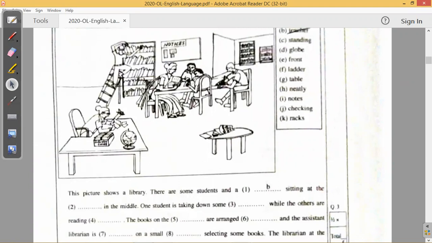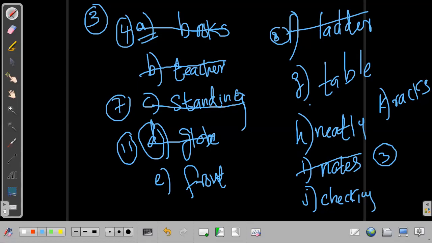Sorry about that. And this is the librarian. This is the assistant librarian. And this is the teacher and the students who are reading the books. Now we understand where we have made a mistake. Now we haven't made any mistakes as yet, but let's see. Now let's read that on a right, okay? The assistant librarian is standing on a small ladder, selecting some books. The librarian at the front table.